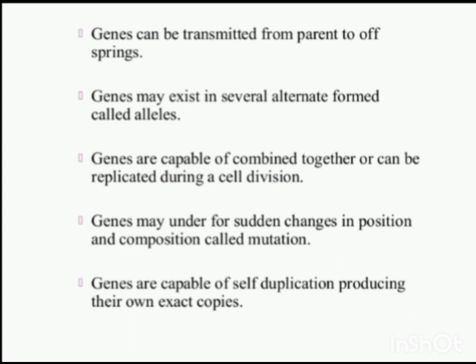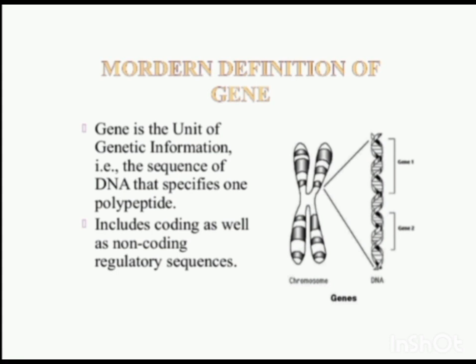Genes are capable of combining together or can be replicated during cell division. Genes may undergo sudden changes in position and composition called mutation. Genes are capable of self-duplication, producing their own exact copies. Let's see about the modern definition of gene. Gene is the unit of genetic information. That is, the sequence of DNA that specifies one polypeptide, which includes coding as well as non-coding regulatory sequences.